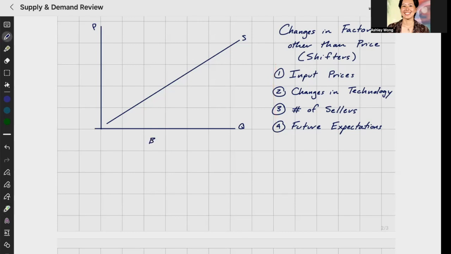Let's say that we're looking at the market for burgers. So I'll just label our graph here. And let's say that the price of hamburger buns went up.